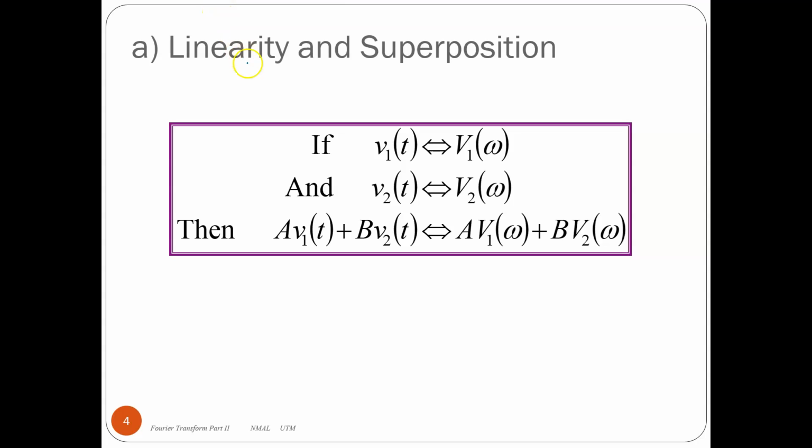The first property here is linearity and superposition. If there is a time domain signal given as v1(t), and its Fourier transform pair is capital V1(omega), and we have another signal v2(t), with the Fourier transform pair in the frequency domain V2(omega), then A multiplied by v1(t) plus B v2(t) is equivalent, when we perform the Fourier transform, to A V1(omega), the same A multiplied by the Fourier transform of v1(t), plus B V2(omega). So this is the linearity and superposition property.